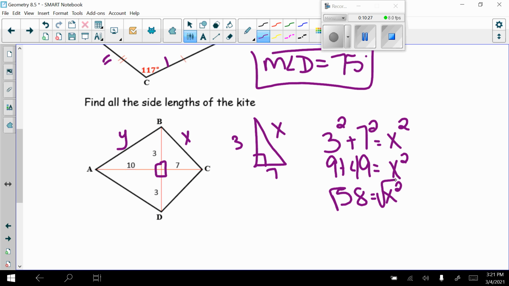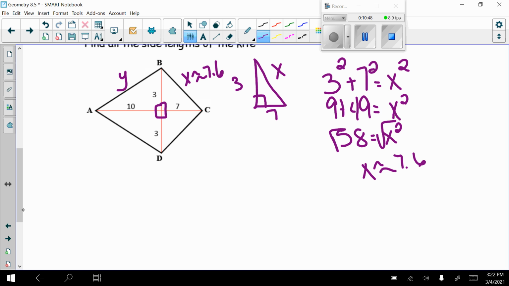This did not specify simplified radical or decimal, so I'm going to go ahead and do a decimal. So the square root of 58 is approximately 7.6. So this is approximately 7.6. So I could say BC is approximately 7.6 and DC is approximately 7.6.